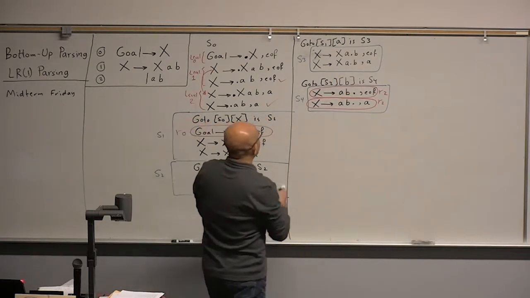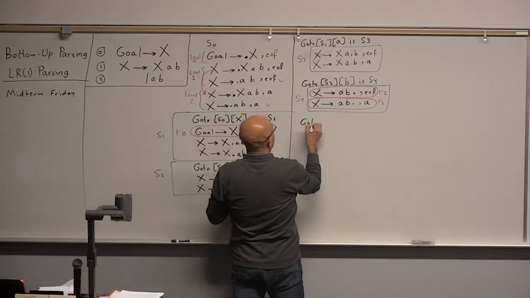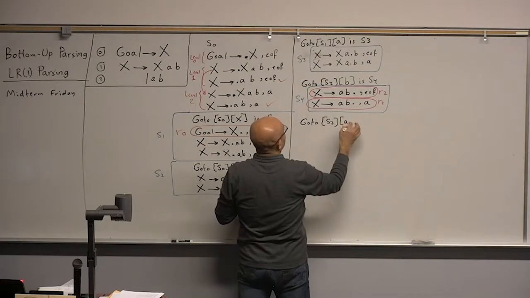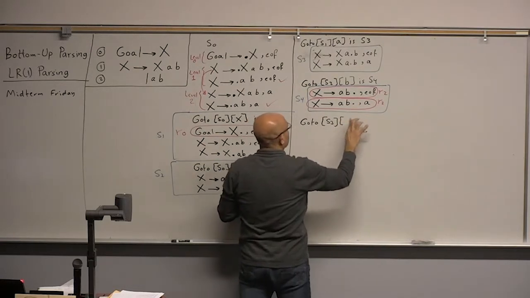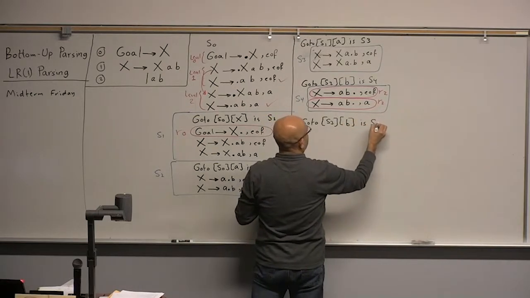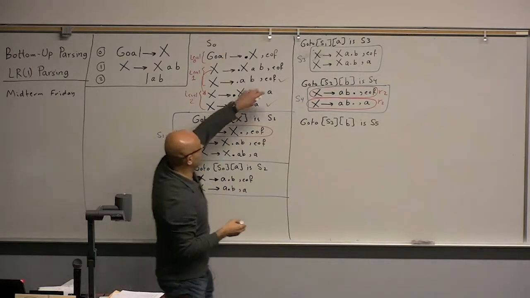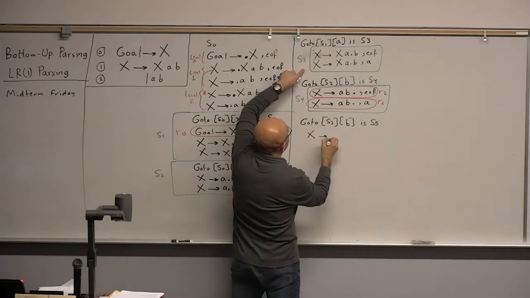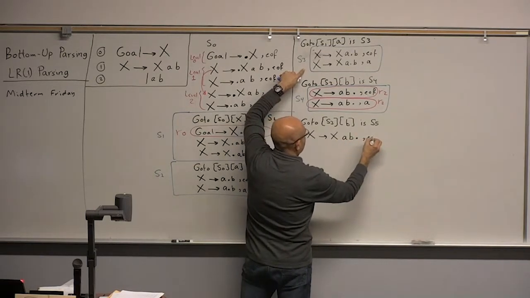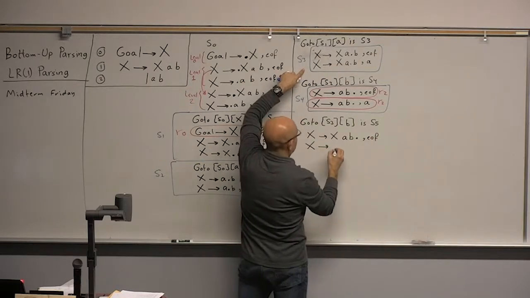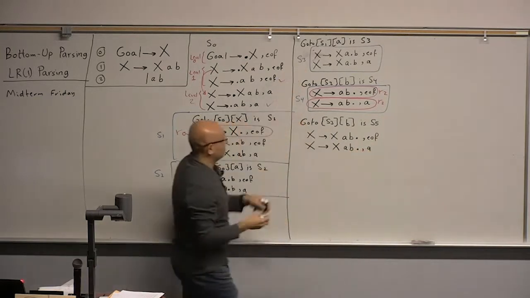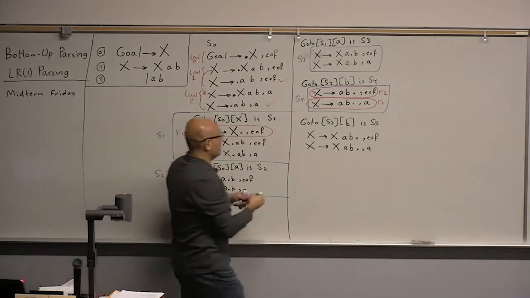Okay? So now, we have another transition. Go to of S3 and A or B? B. S3 and B is going to be S5. And S5 is just we advance the placeholder: X, X, AB, placeholder is here, end of file, X, X, AB, placeholder A. And this is state S5.